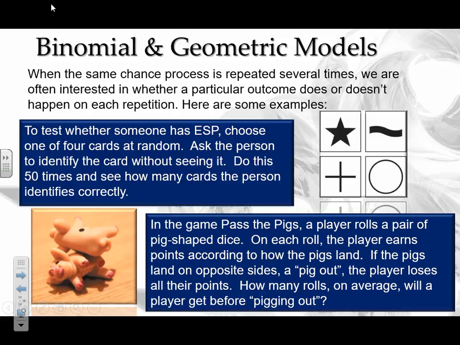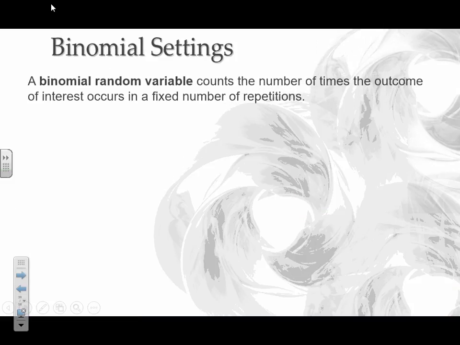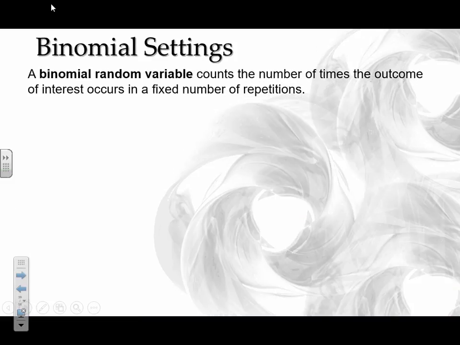So with the binomial and geometric random variables, we're looking at a repetitive process. We're doing something over and over again for a certain number of trials. Okay? Now, binomial and geometric, like I said, have their own properties. They have their own conditions. So today, we're going to focus only on the binomial. So a binomial random variable counts the number of times the outcome of interest occurs in a fixed number of repetitions.